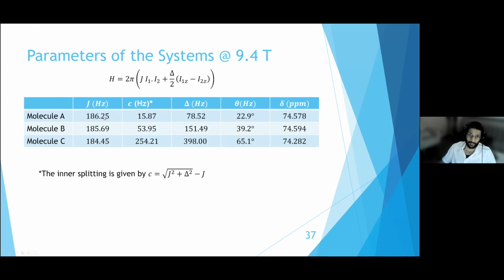And here are just the parameters of these systems at 9.4 Tesla. You can see, as expected, the J coupling is very fixed. There are very few things that are going to change your J coupling dramatically, at least not in light nuclei. And you can see this inner splitting here, C, from which you can extrapolate the chemical shift difference. You can see the exact singlet-triplet mixing angles here. That's actually not hertz, that's supposed to be in degrees. And this is essentially the mean chemical shift of the spin pair, which doesn't really follow any kind of pattern.